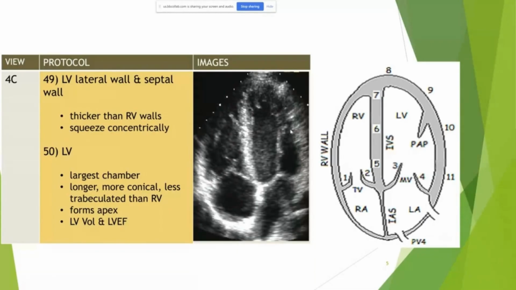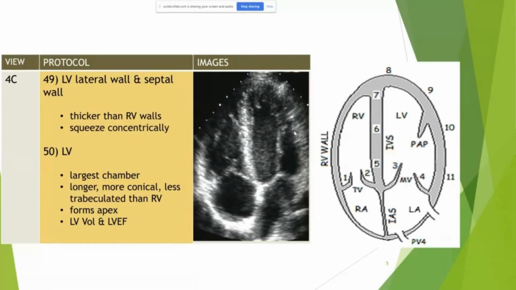Remember, the doctor wants to see how well they're squeezing. We also want to be able to get the patient's ejection fraction and a bunch of things like that. I'll remind you guys, an ejection fraction is the percentage of blood that the heart pumps out every single time it beats.